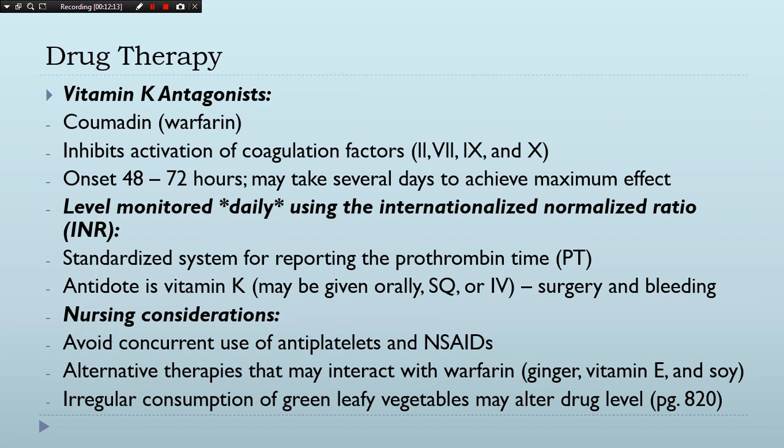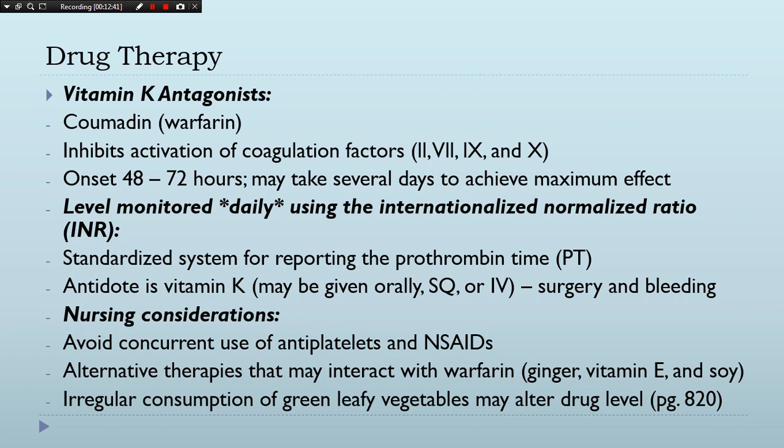So some medications that we're going to use either to prevent or treat blood clots, including a vitamin K antagonist, or warfarin or Coumadin. It's going to inhibit the activation of specific clotting factors. It has a long half-life, so the onset is 48 to 72 hours, and it may take several days to achieve maximum effect.